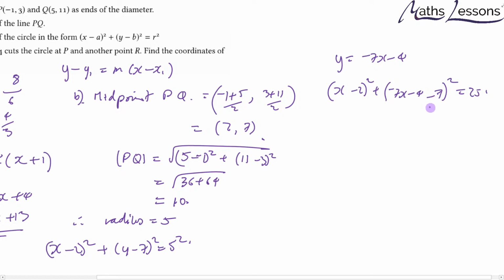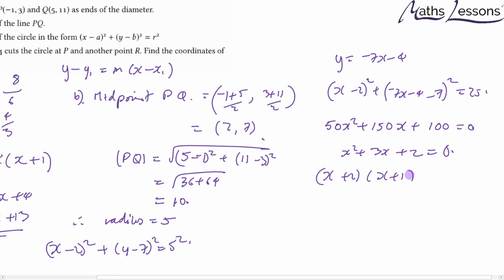If I multiply this all out, what I should get is 50x squared plus 150x plus 100 equals 0. Divide throughout by 50, I get x squared plus 3x plus 2 equals 0. If I factorise this, I get (x plus 2) times (x plus 1) equals 0. So x equals minus 1 or minus 2. Now we know P is (-1, 3), so we don't need that value. We need the R value, which must be where x is minus 2.